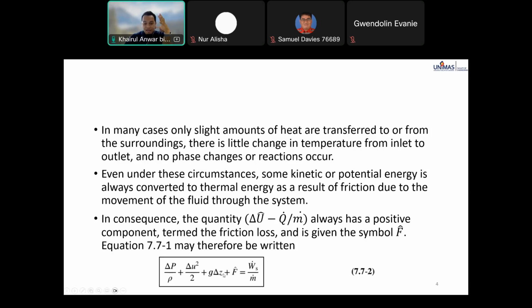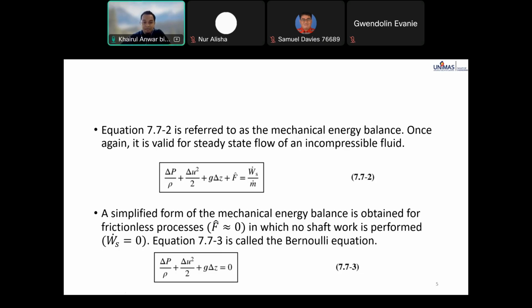g represents the height between the points. Then F is for the friction within the pipe, and there is the shaft work. In simplified form for a frictionless process, F is equal to 0 and the remaining terms equal the shaft work. So this equation will generally be P plus the terms, plus g z at the exit.